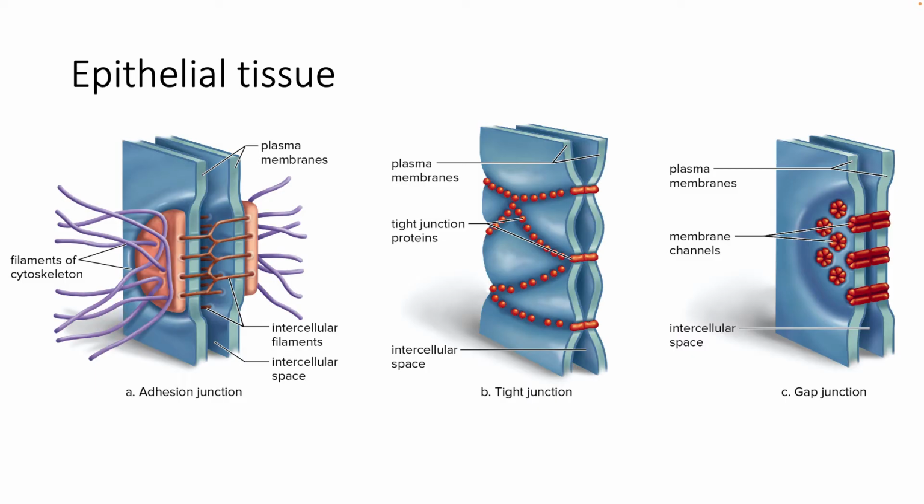And then the third type is gap junctions, and this is where you have kind of a tunnel from one cell's cytoplasm to another cell's cytoplasm. So if you want to share materials between those 2 cells, you don't have to go through all the plasma membranes to get from one cell to another. And you can have more than one junction in a type of tissue. So for example, you can have a bunch of adhesion junctions that hold the cells together, but you can also have some gap junctions in there so that they can share materials.